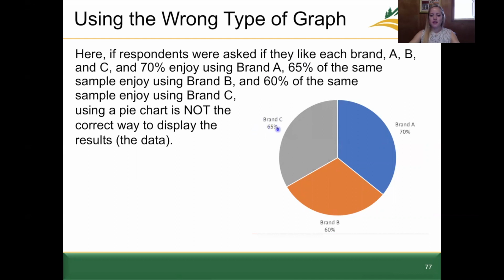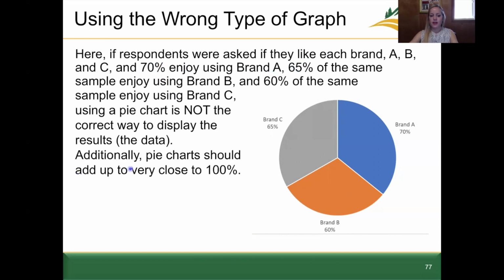For one, these percentages add up to way more than 100%. And also we have to remember why we use pie charts. So we use these to show parts of a whole. But in this case, 70% of the respondents said they enjoy using brand A, but that didn't make an impression on whether or not they said they also enjoy using brand B and brand C. So we should not be lumping this data all into one pie chart.